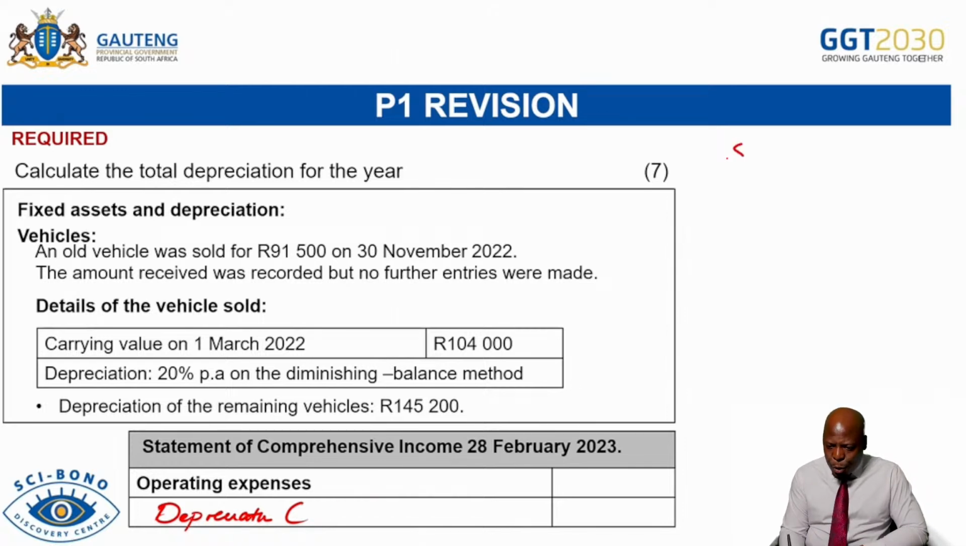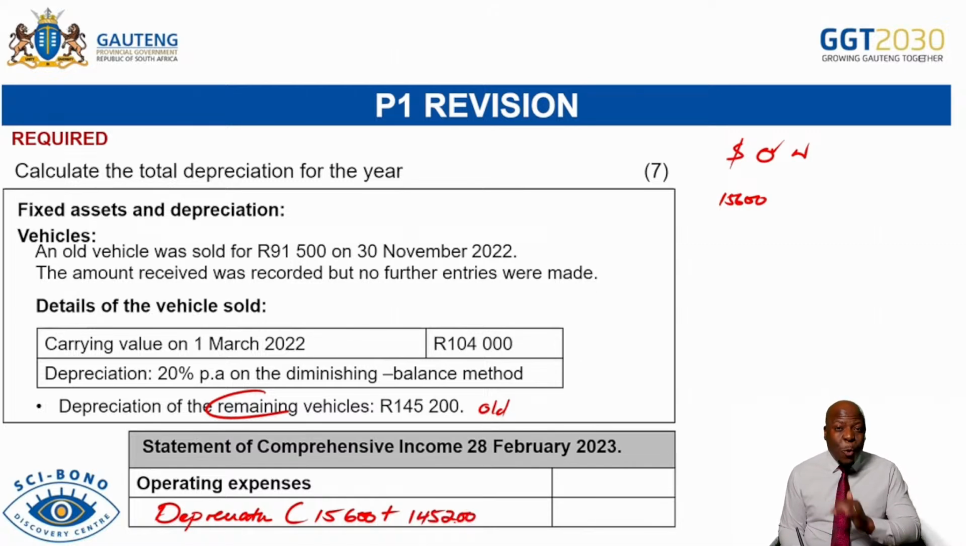All right. So remember, it is your sold, your old, and your new. Sold, old, and new. So far, I have my depreciation for my sold. How much was that? 15,600. Remember that one. So I have my 15,600 here. Then I'm going to come and say plus. I need depreciation for the old. I'm told depreciation on the remaining. So the remaining is the old now. I'm going to come and say plus 145,200. This one was given. Okay, then I'm going to add that one.